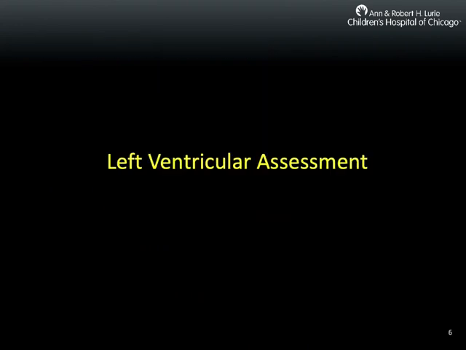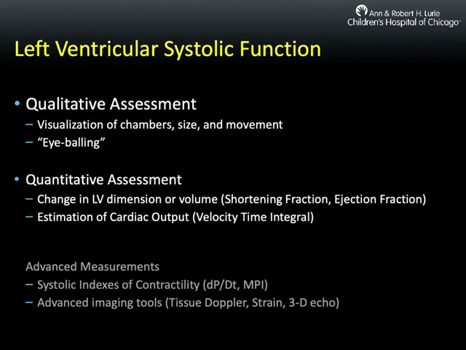So let's go over left ventricular assessment. The qualitative assessment is really visualization of the chambers, looking at the ventricular sizes as well as the movement. It's sort of subjective in the sense where trained echocardiologists can have an idea as well as sort of eyeball a subjective assessment in terms of how the function is.